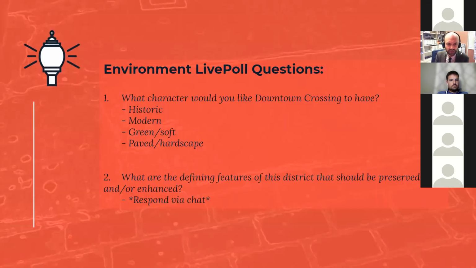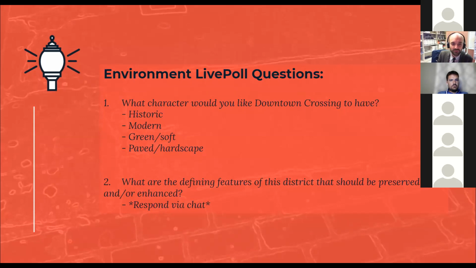And I think environment, I should also say, beyond just the challenges, is also how the district feels today. So we'd like to know, first off, what character would you like Downtown Crossing to have? Do you want it to feel historic, modern, more green and soft than it does today? Or do you like the paved urban hardscape feel? Doesn't have to be a negative thing, right? So let us know how you feel about that one.